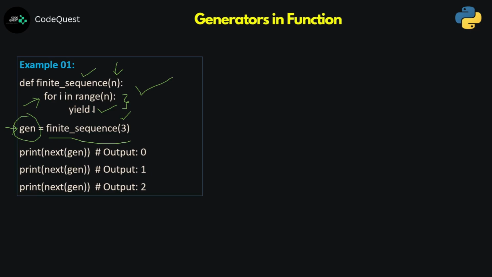Now in order to get the first value, I need to apply the next function on this gen. Next of gen is going to invoke this yield, and because it is the first time we have called next, the first value is returned, that is 0. For the second time, when I call next of gen again, the next value yielded by this generator is 1. And likewise, for the last time when I call next of gen, I'm going to get the last value.